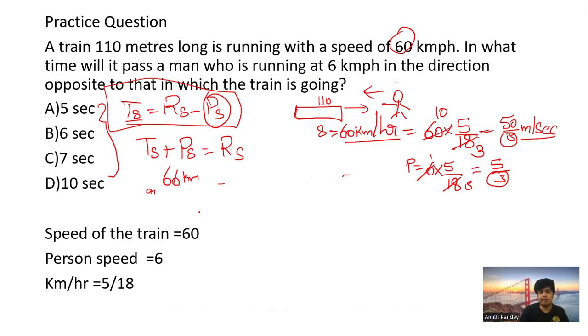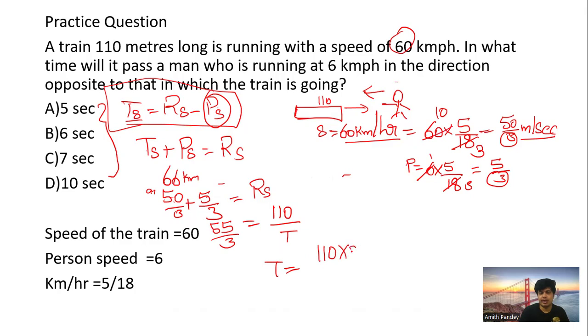But we already got 50 by 3 plus 5 by 3. Why have I changed to meter per second? Because all the options are in seconds. That equals relative speed. But relative speed is nothing but distance by time. What is the distance? 110, that is the length of the train, and the time we need to find out. So 50 plus 5, that is 55 by 3. As t comes to the other side, it will be written as 110 into 3 by 55. So 55 ones, 55 twos.